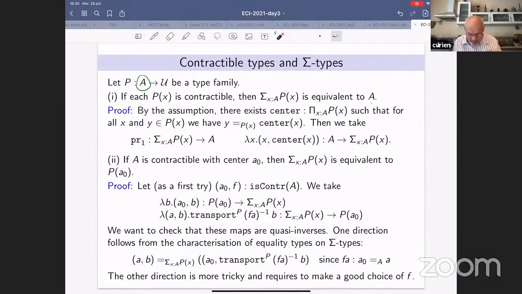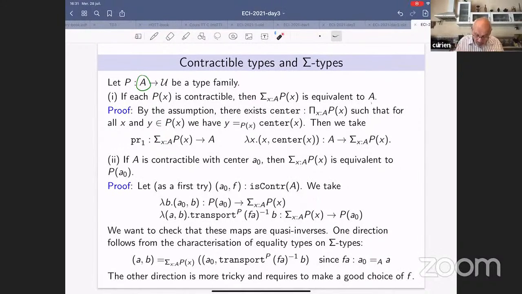We now need to relate this type to this type. So the assumption is that A is contractible with center A0. We start from an element of P A0, and we want to get an element here. So we start from B, which is of type P A0, and we map it just to the pair A0, B, because B is in P of A0. This pair is a nice element of this type. So here, nothing fancy. It's a very easy function.